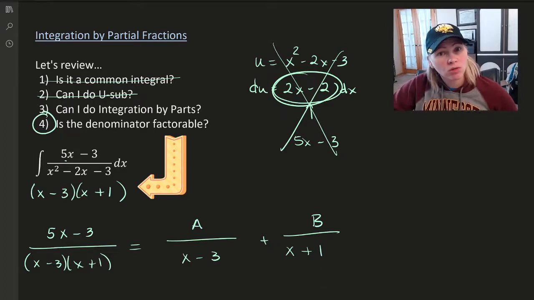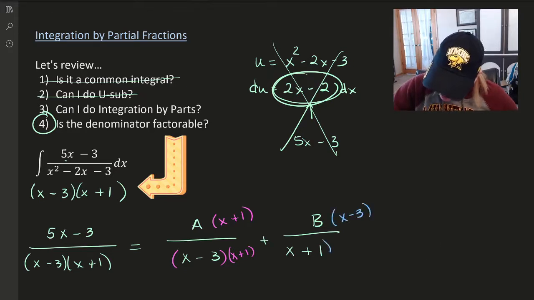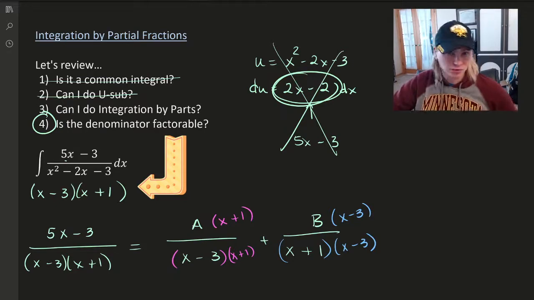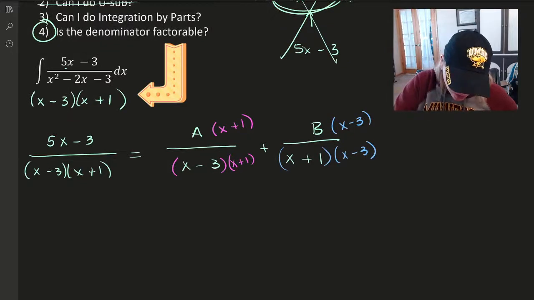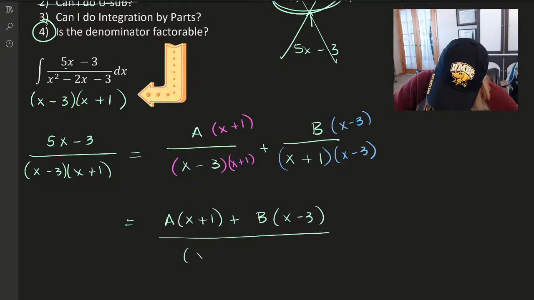Then what I'm going to do is go through the process of getting a common denominator. So my common denominator is x minus 3 times x plus 1, so I'm going to multiply here by x plus 1, and I'm going to do the same thing here in the denominator, x plus 1. I'm going to go over to the other fraction, and I'm going to multiply by x minus 3. I'm multiplying by what's missing to create my common denominator. So then my next step is to write it out as a times x plus 1 plus b times x minus 3, and it's all over that common denominator of x minus 3 times x plus 1.